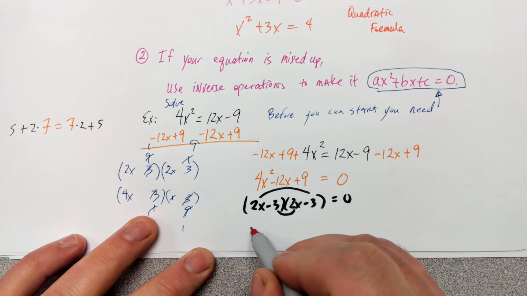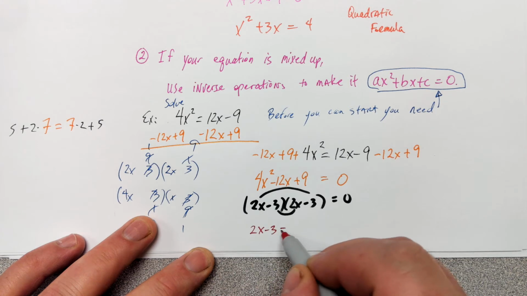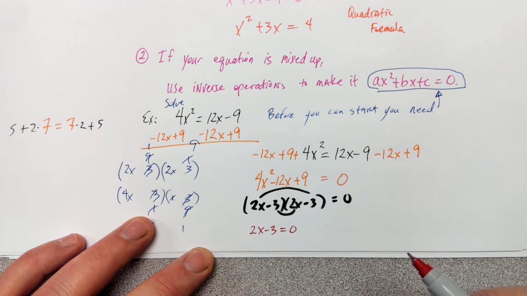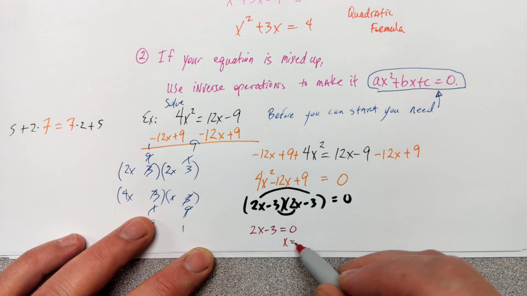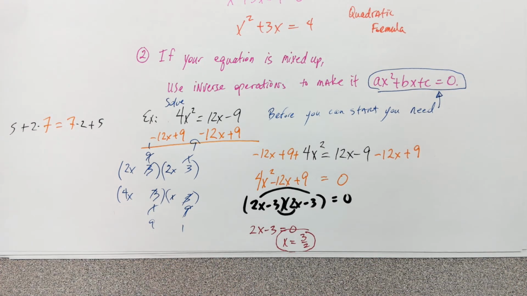Now you see how they're the same? Well, that means you're going to have the same answer. So x is equal to positive 3 over 2. Because this one's the same, it's twice.